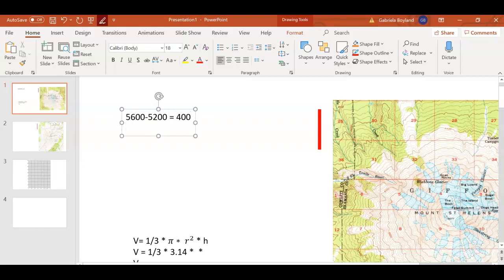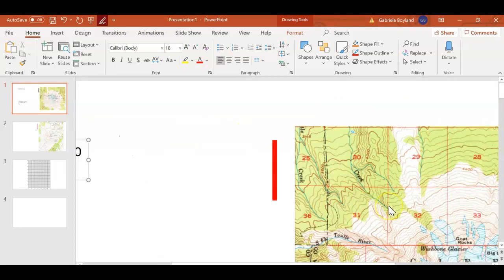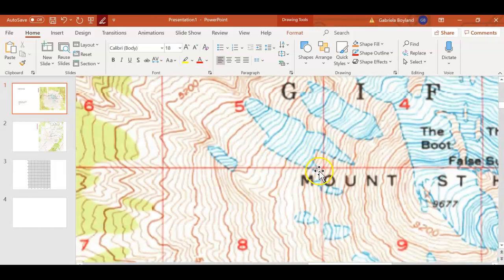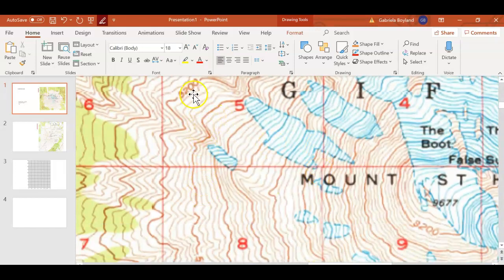And that is the contour interval for index contours, but not the contour interval for each contour line. So how do we figure out what the contour interval is for each contour line? We can again zoom into the map. Okay, so this is where we were. This is 5200, this is 5600. How many increments, or how many contour lines, do I have to go up in order to get from 5200 to 5600?